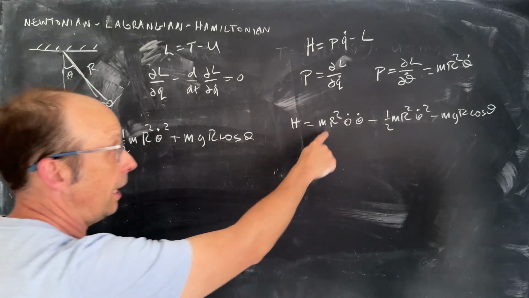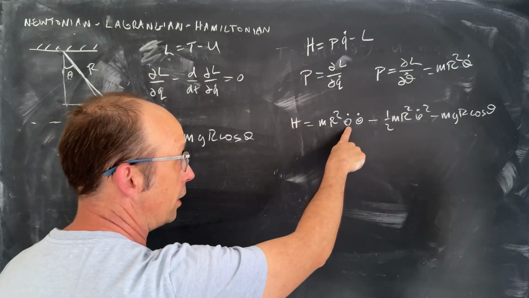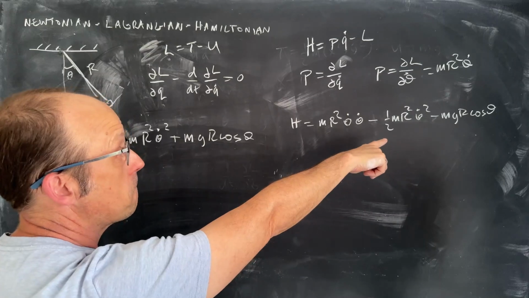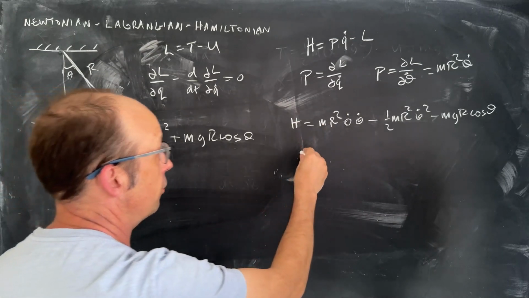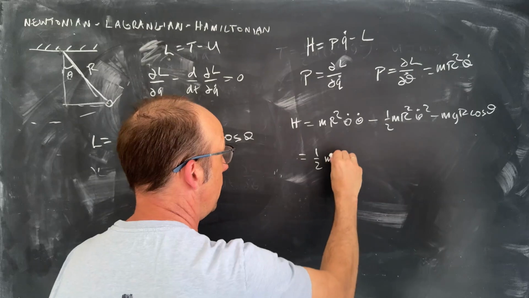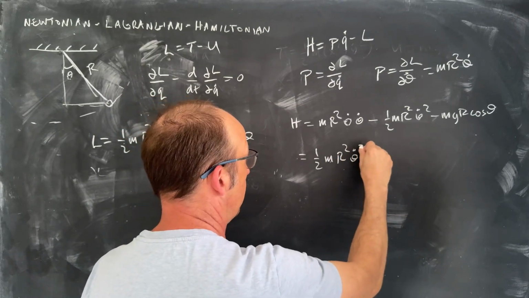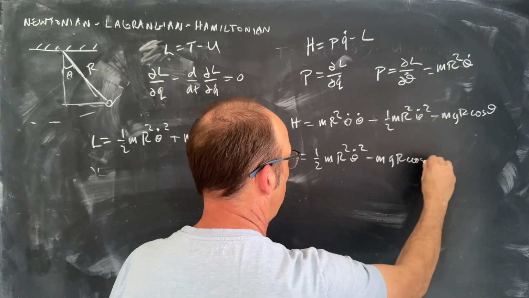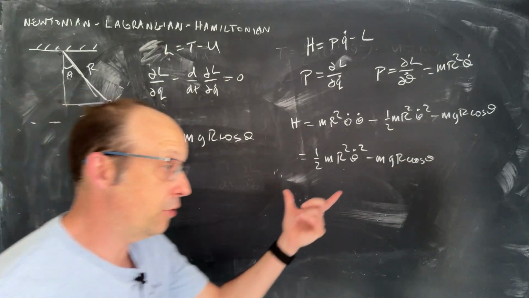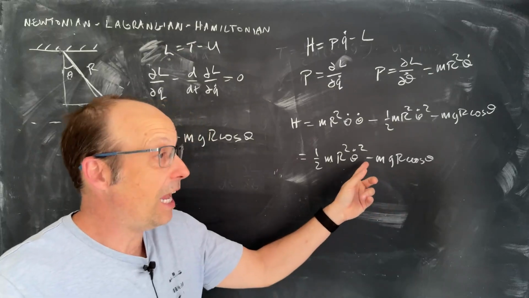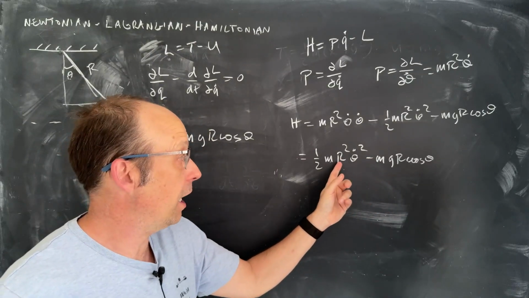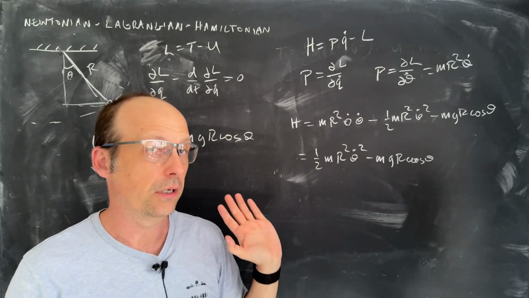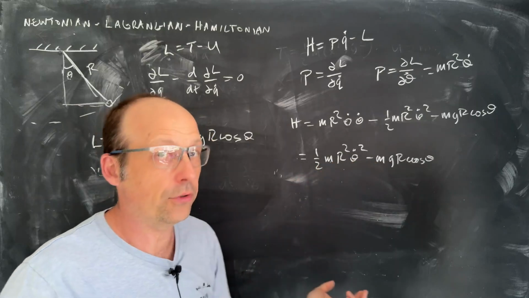Now you can see here that I get some cancellations. Here I have an m r squared theta dot squared minus 1/2 m r squared theta dot squared. So that's kind of nice. So this is going to be equal to 1/2 m r squared theta dot squared, that plus that, minus m g r cosine theta. Now we're not done, but you can see here that this is the same as my Lagrangian, except my Lagrangian was 1/2 m r squared theta dot squared plus this, and here we have minus. So we actually get the total energy. So in most cases, the Hamiltonian would be the energy.